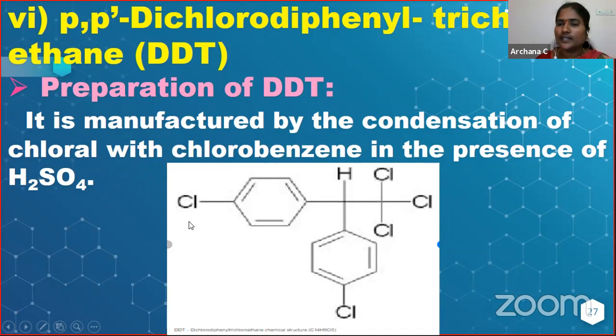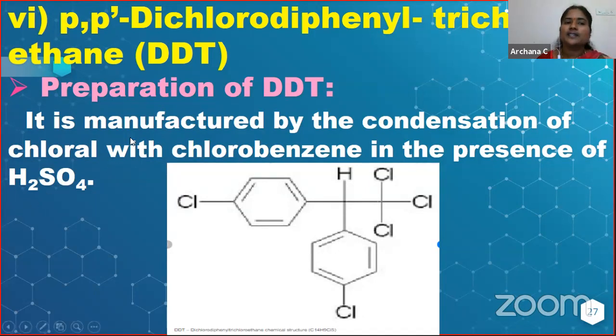Now clear, children? You can easily remember that. 2 phenyl groups, 2 chlorines at the para position, therefore para dichloro diphenyl. And trichloro, 3 chlorines. How many carbons? 1, 2, so 2 carbons. Root word is ethane. So para dichloro diphenyl trichloroethane, DDT. Very, very important. Every time they ask the expansion of DDT, and the structure is also very important. Practice, children, you can easily score the 2 marks.